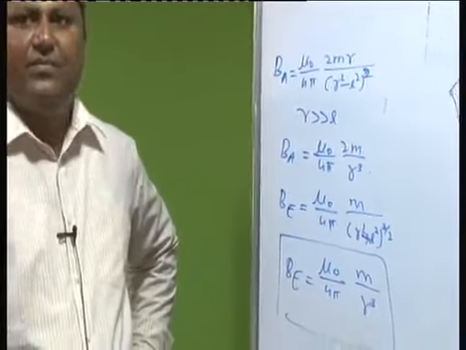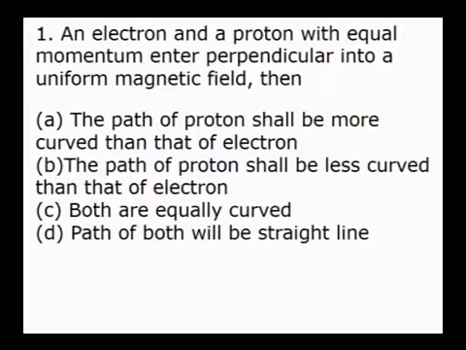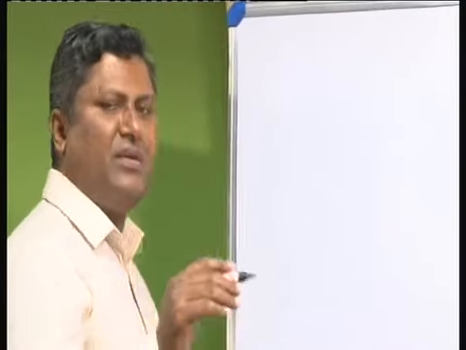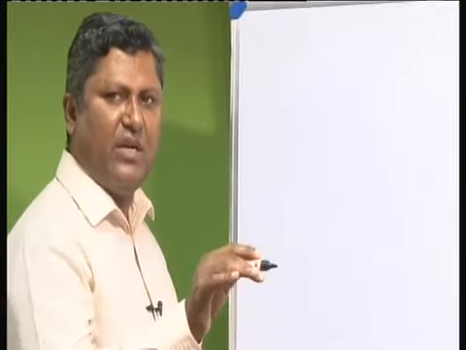Okay students, now we'll discuss the questions on the same chapter. I will read the first question. You can see an electron and a proton with equal momentum enter the magnetic field perpendicular to it. Then the options are given. So you know that both are entering the magnetic field with the same momentum. So whether they describe a circular path of the same radius or different radius, that we should find now.